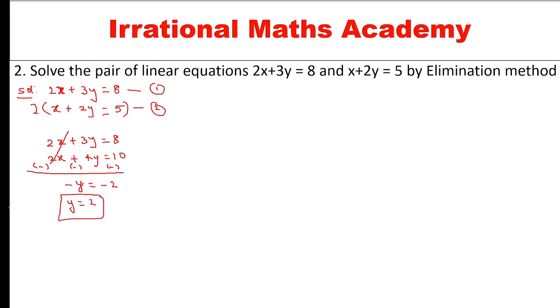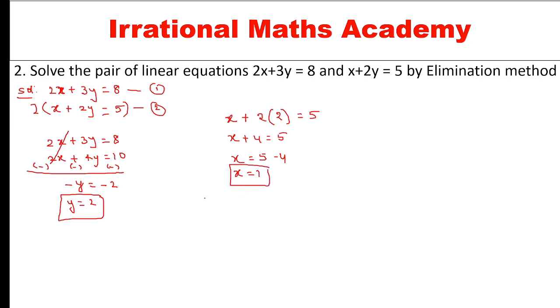I got right. Now what I'll do is, I'll substitute in any one of these equations, either in equation 1 or equation 2. So let me substitute in equation 2. X plus 2 into y is what? 2 equal to 5. X plus 4 equal to 5. X equal to 5 minus 4. X equal to 1.